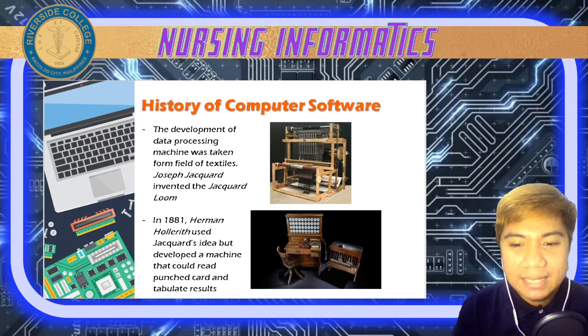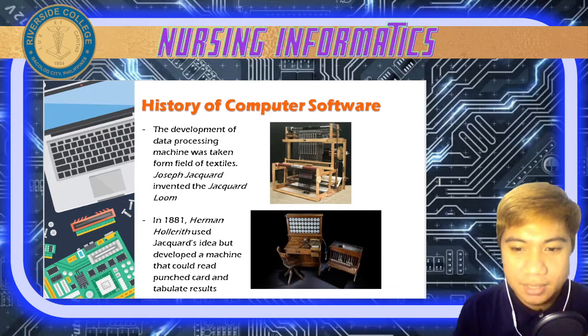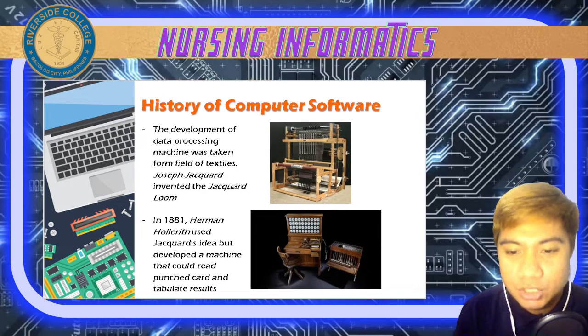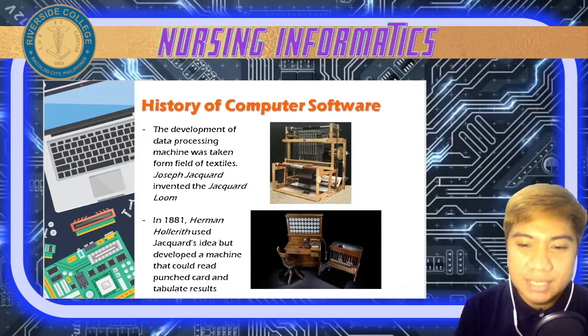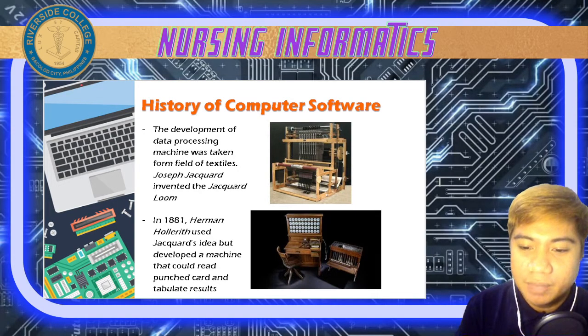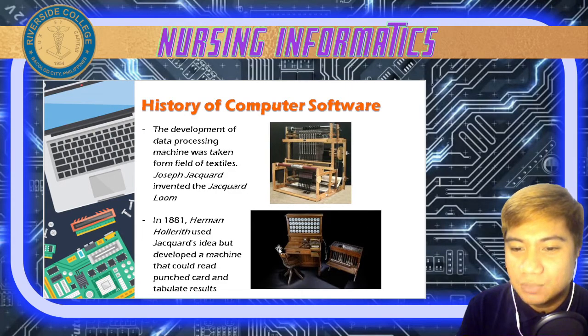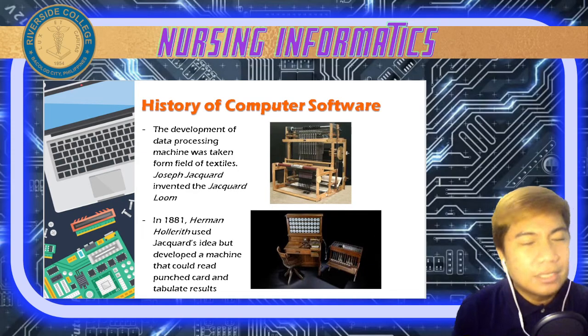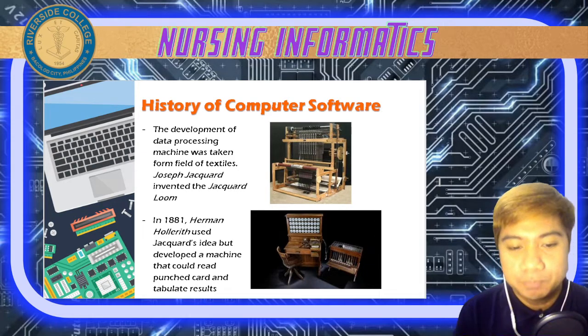Now, in 1881, we have Herman Hollerith, who used Jacquard's idea but developed a machine that could read punch cards and tabulate the results. His ideas were so successful that he formed a company known as the Tabulating Machine Company. This one is the tabulating machine, later called IBM.